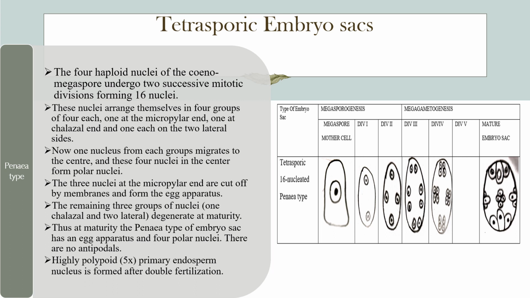The Paeonia type: the 4 haploid nuclei of the coenomegaspore undergo 2 successive mitotic divisions, forming 16 nuclei. But at maturity, the Paeonia type of embryo sac has an egg apparatus and 4 polar nuclei. There are no antipodals; they degenerate. The remaining 3 groups of nuclei, 1 chalazal and 2 lateral, degenerate at maturity. A highly polyploid 5X primary endosperm nucleus is formed after double fertilization.